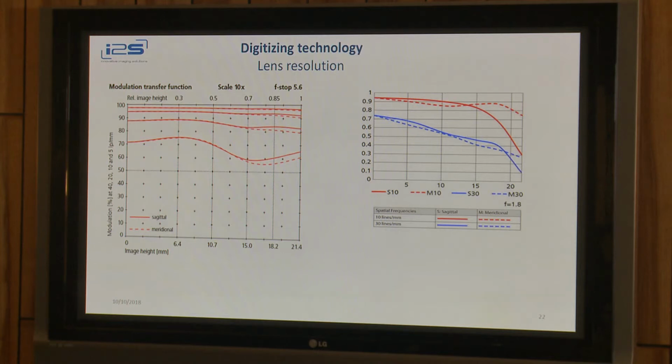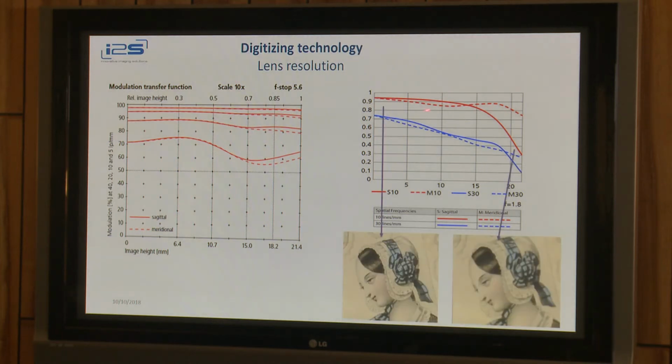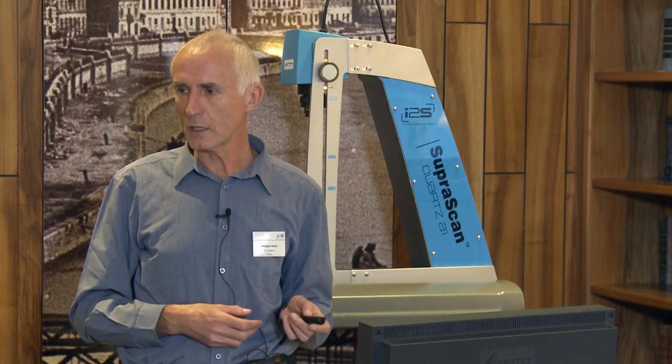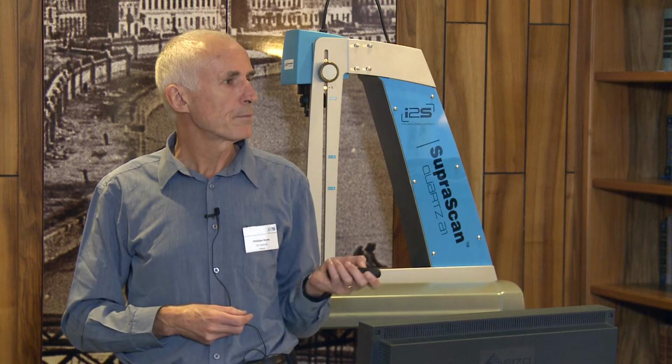On this one, you have only two frequencies, so 10 and 30 line pairs per millimeter. In the center it's quite good also, but you can see that on the edge it is dropping a lot. On the blue curve here, at this frequency, on the edge, you have only 10% contrast, which is quite low. And that means on this image, with this lens, the image will be good in the center and a little bit blurred on the edge. And of course it depends on the lens, so it depends on the manufacturer of the scanner. You have to select the best possible lens.